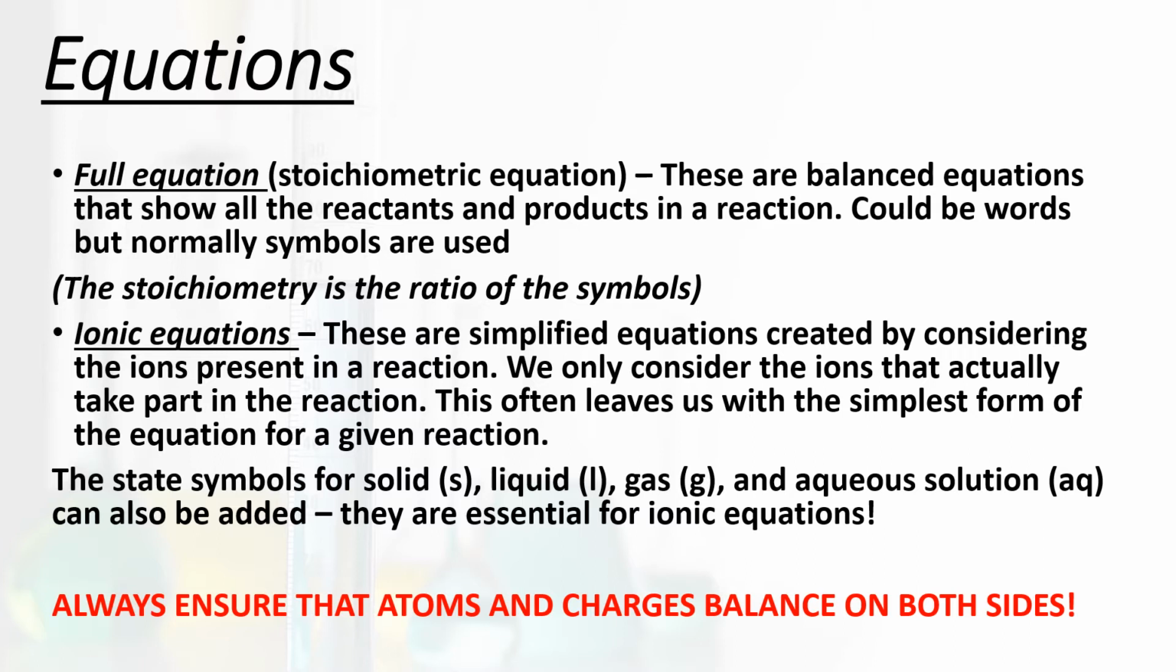Now something that we don't necessarily always put into our ionic or full equations when we write them, but we really should, is the state symbols. So we have an S for solid, an L for liquid, a G for gas, and an aq showing an aqueous solution, meaning that we've dissolved it in water. These can also be added, but they're essential for ionic equations, and we'll see why in a moment. But in general, whether we're writing an ionic equation or a full equation, we have to make sure that they're balanced. We have to make sure that the atoms and the charges balance on both sides.